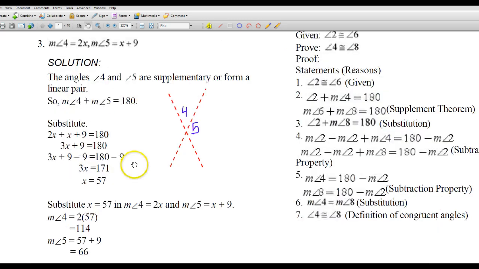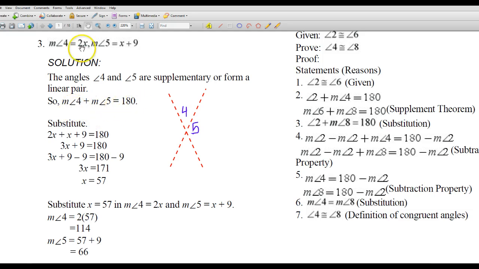In number 3, we are given that the measure of angle 4 is 2x and the measure of angle 5 is x plus 9. So here we'd have to use the supplements theorem because we notice that we have a straight line, which is always 180 degrees, and then we have two angles along that straight line. So adjacent angles whose non-adjacent sides form a straight line are a linear pair. And the supplements theorem says that linear pairs will be supplementary. So the angles 4 and 5 are supplementary because they form a linear pair. So the measure of angle 4 plus the measure of angle 5 is equal to 180.